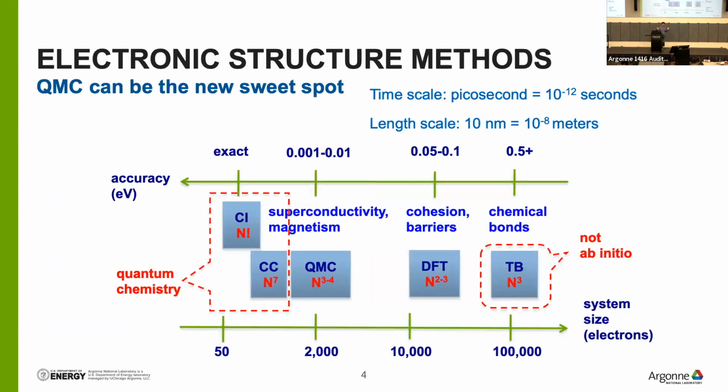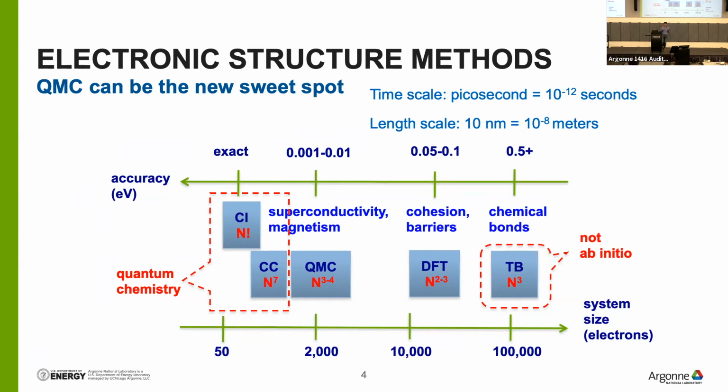So let's start with the basic spectrum of electronic structure methods. From the left to the right, on the left, you have the most accurate. If you have infinite resource, you can hit the exact solution, that is the CI, but the computational cost grows exponentially with the system size. On the rightmost side, you can do tight binding type of methods. It's not really fully ab initio.